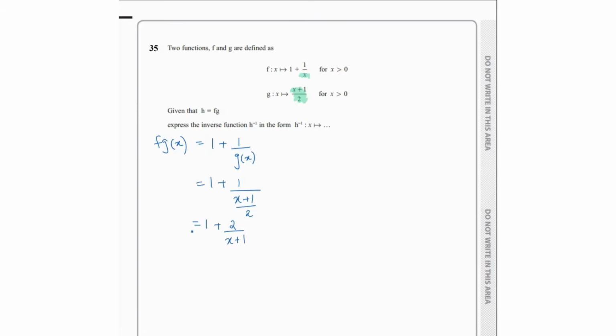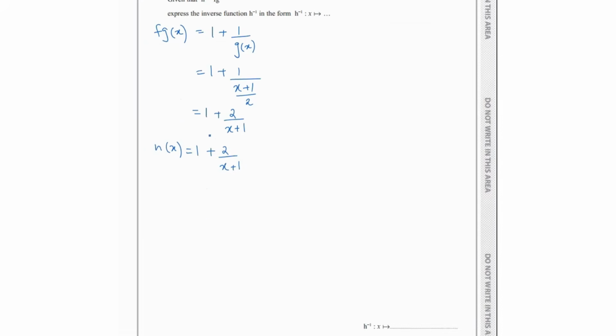So that is your f of g of x, which is also your h of x, as indicated in the question. You have to find the inverse of that. So for that, we first put the equation equal to y. Then we replace x with y and y with x. So we swap them. So it's x equals 1 plus 2 over y plus 1.